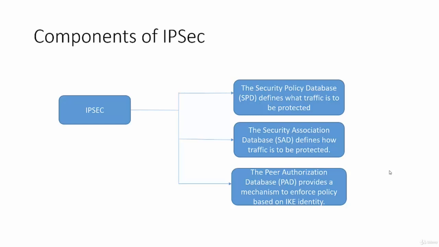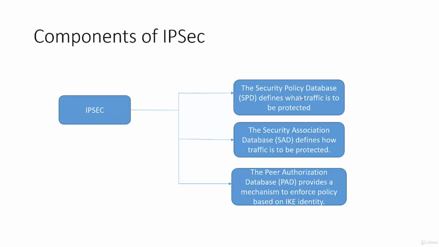Hello. In this lecture we will discuss the components of IKE gateways. IKE gateways have three databases that work together to make IPsec work. They are the Security Policy Database, the Security Association Database, and the Peer Authorization Database.